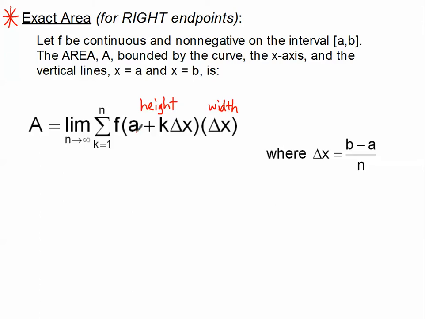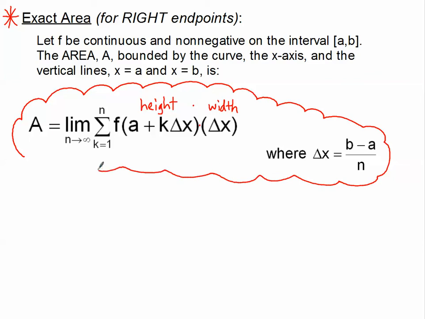So let's talk about this more. If this is the height and this is the width, and we multiply them together, well, then this represents the area of any one rectangle. And the summation would be adding up all of the areas together. And the limit as n approaches infinity is trying to find that limit as the number of rectangles increases to infinite rectangles. So that is very nice. That puts everything together very nicely. And we'll see how we can use this formula in our next example.